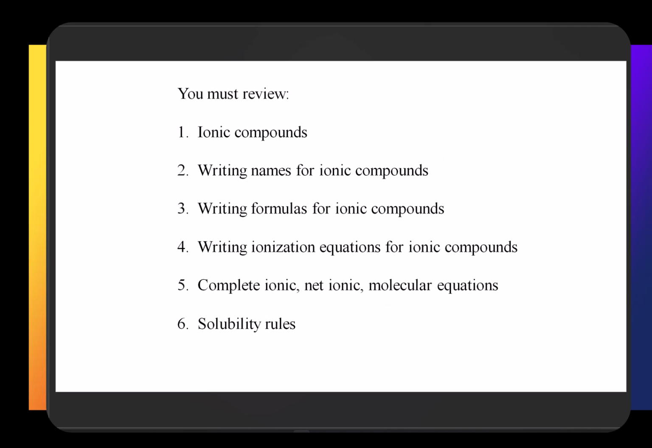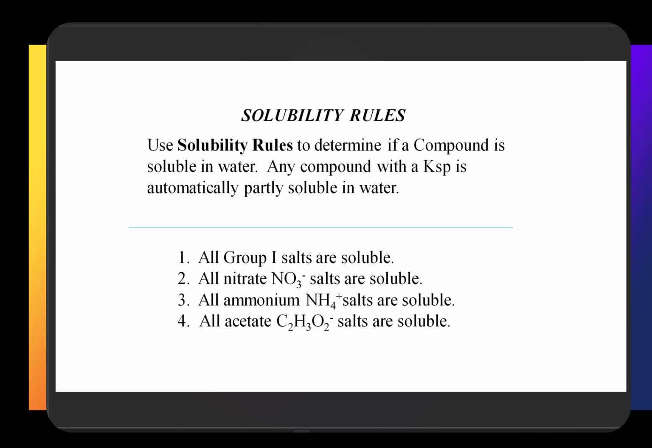So for this section, it'd be nice if you knew something about ionic compounds, and how to write their names and chemical formulas, and their ionization equations, and ionic, net ionic, and molecular equations as well, and know something about the solubility rules, which I have right here. You won't need to memorize these solubility rules, but let's go over some of these. You probably saw these in Chem 121, Gen Chem 1.